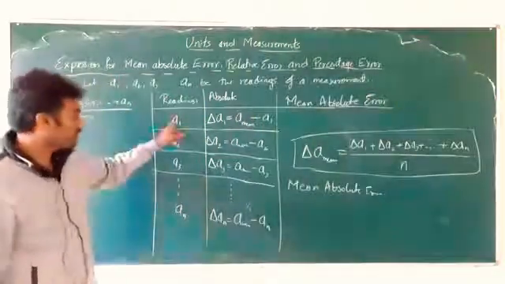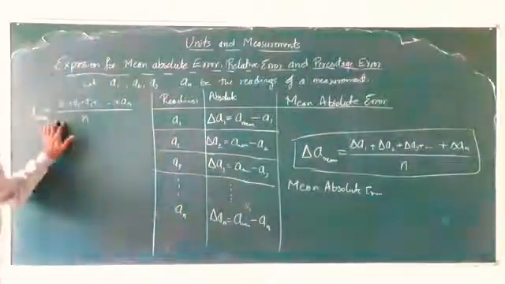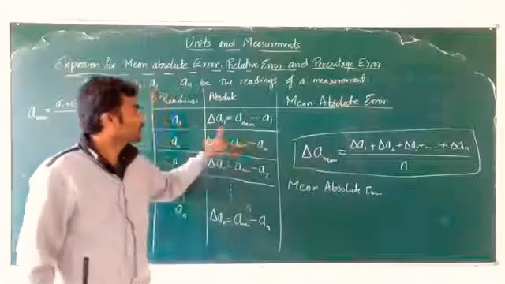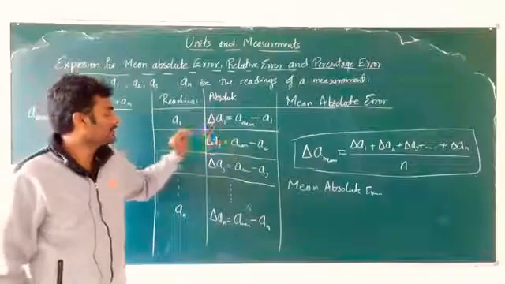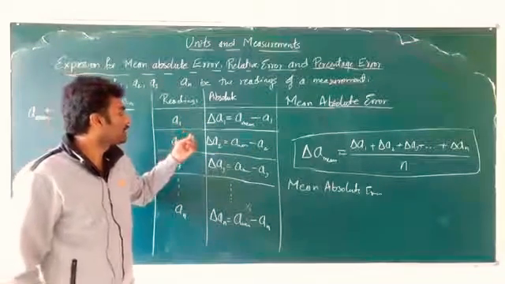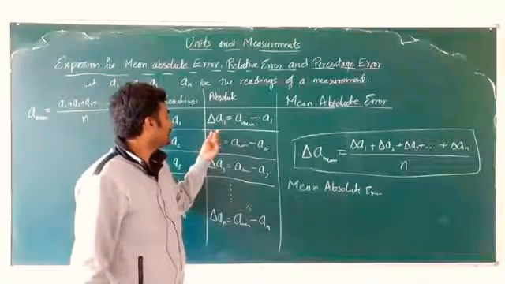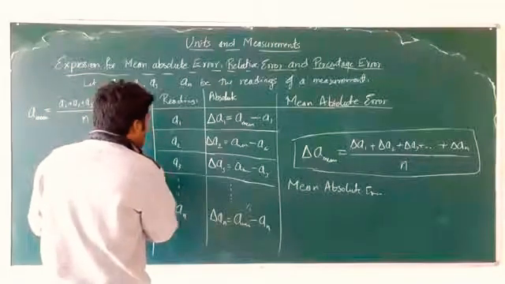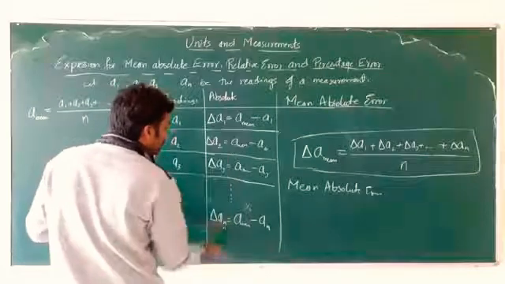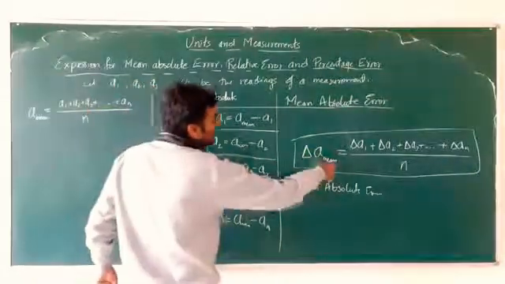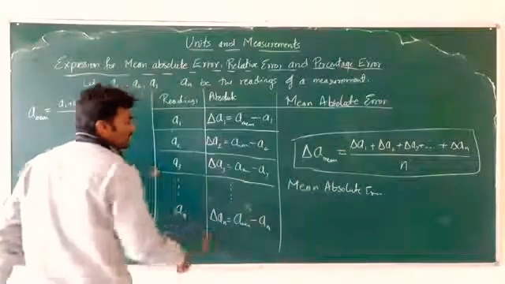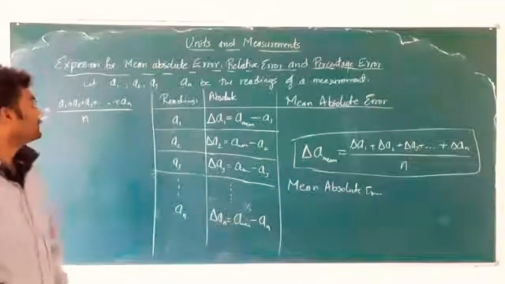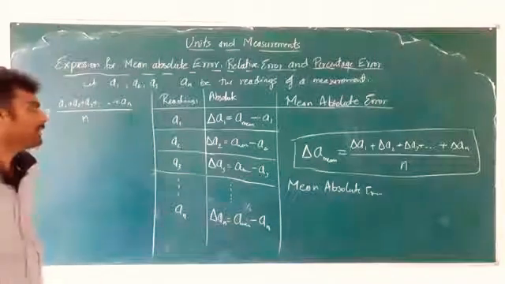How do we get that? We first take the readings, take the mean of the readings, and take the difference of the mean with each reading, to get the error in each reading. What error? Absolute error. So we will get the error in each reading, which is delta A1, delta A2, delta A3, and so on. And these are the absolute errors of each reading. Then I'll take the mean of these absolute errors to get the mean absolute error. Clear? Fine. So this is about the expression for mean absolute error.